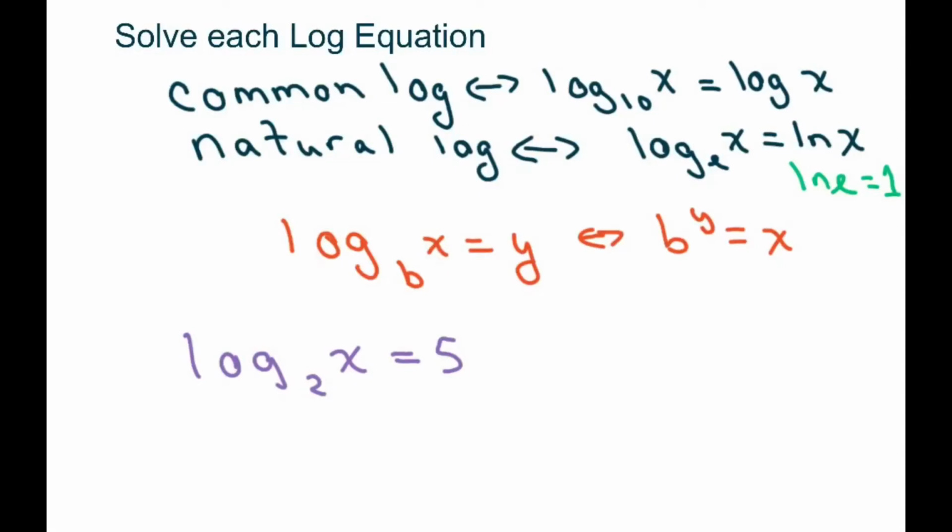Hi everyone, we're going to solve each log equation, and there's two things you need to know. The common log is basically log base 10 of x, and if you ever see log of x, that means it's base 10. Most books don't put base 10, they just leave it like that. Natural log can be written as log base e of x equals ln of x.